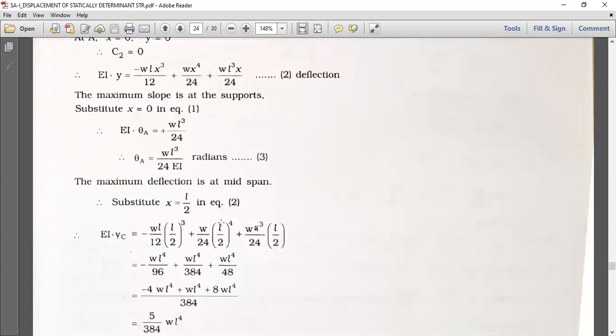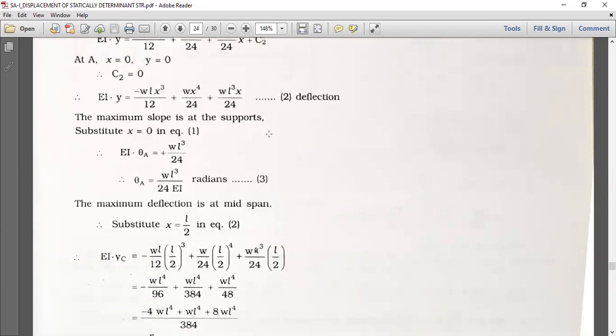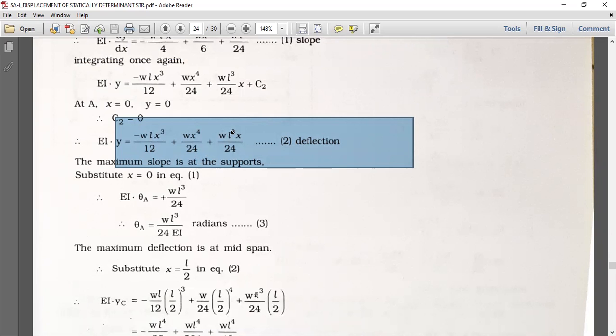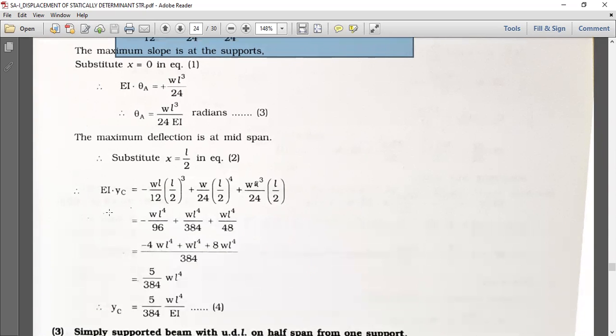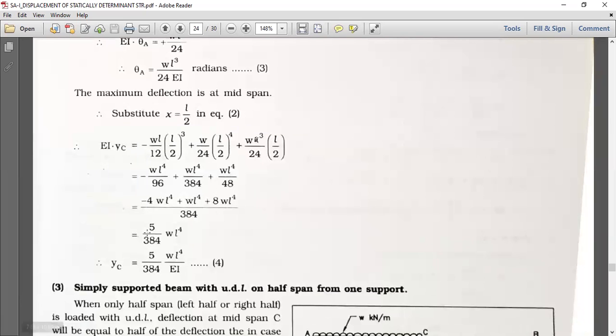Similarly, maximum deflection is at mid span. So substitute x is equal to L by 2 in equation 2. There we have the values of L raised to 4, L raised to 5 by 24 into 2, and L raised to 4 by 24 into 2. To simplify it, we have the final answer as the deflection at C is equal to 5 divided by 384 W L raised to 4 upon EI.